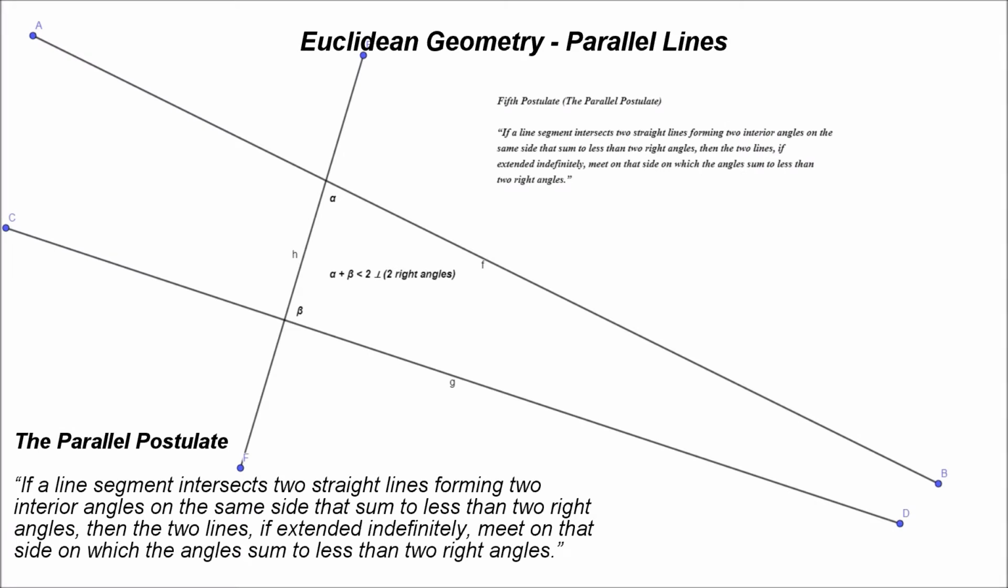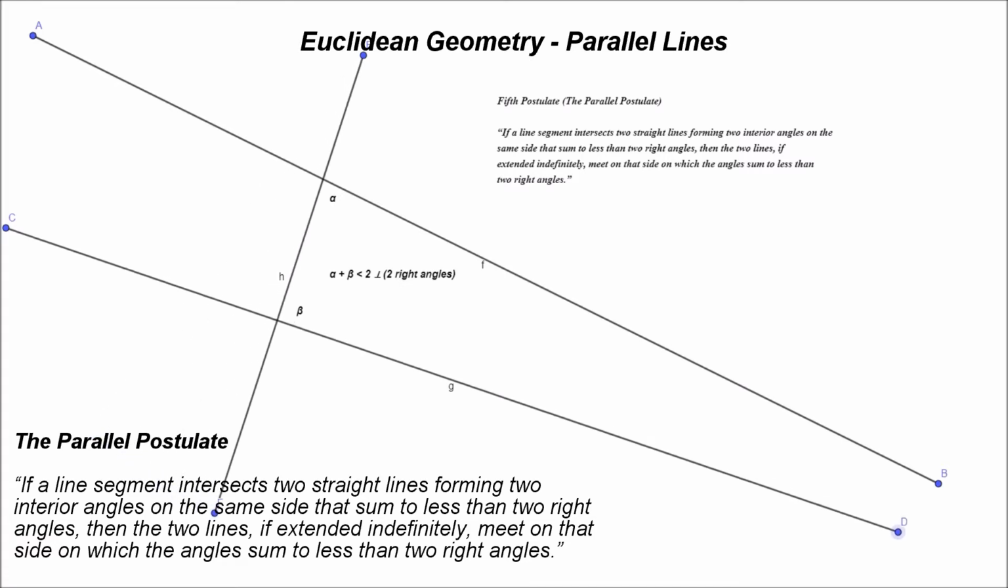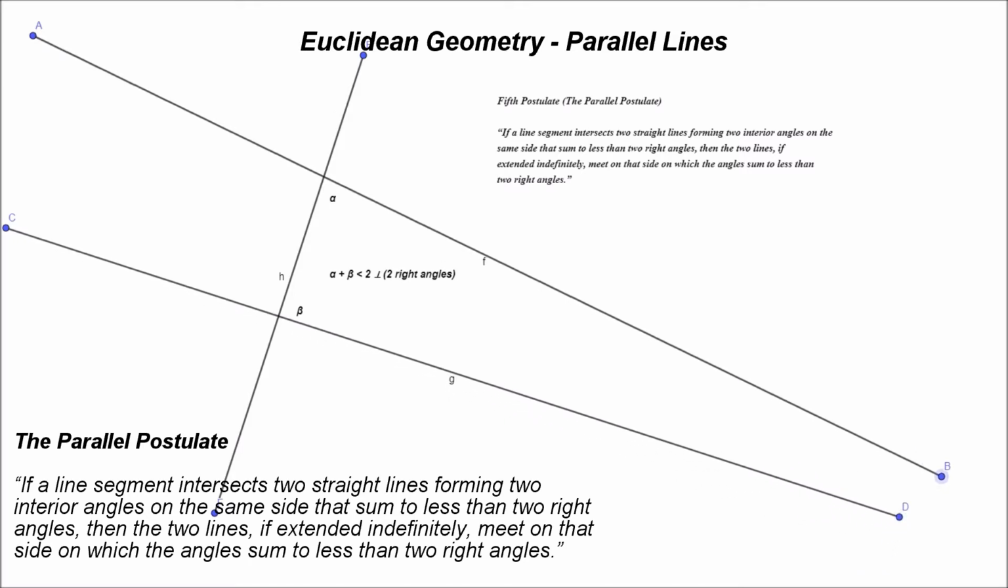If a line segment intersects two straight lines forming two interior angles on the same side that sum to less than two right angles, then the two lines, if extended indefinitely, meet on that side on which the angles sum to less than two right angles.